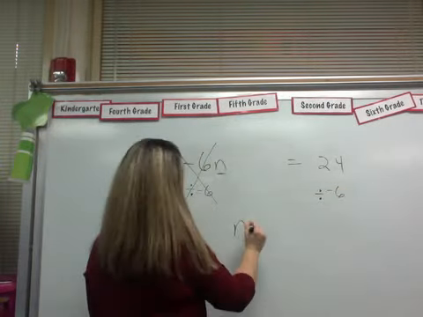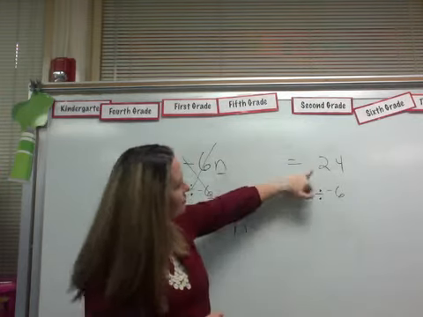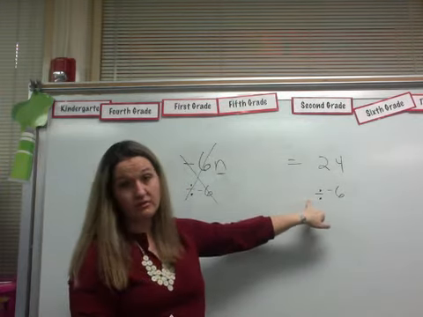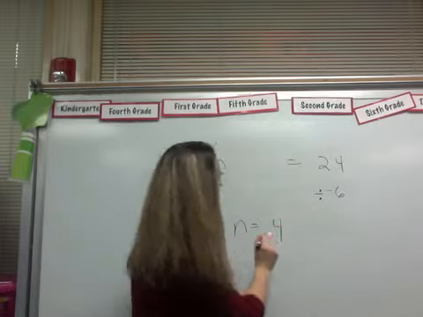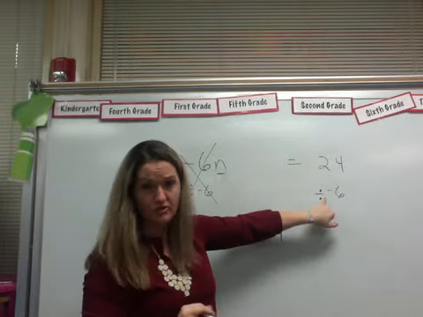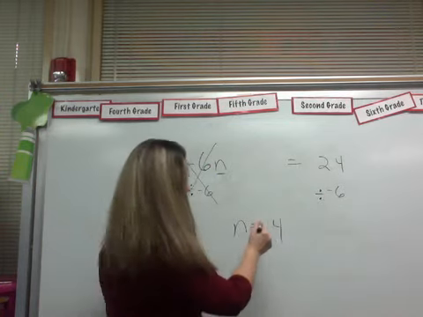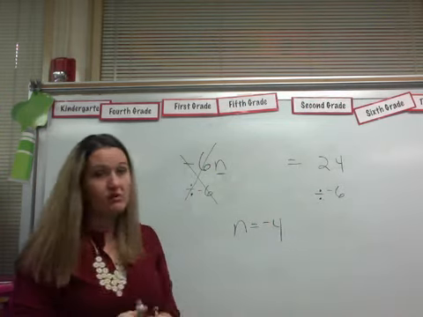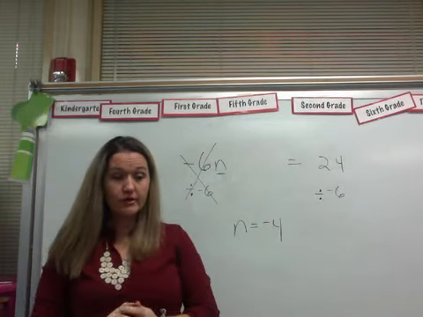So I've got n is equal to 24 divided by negative 6. Well, 24 divided by 6 is 4. Now, is my answer going to be positive or negative? I've got a positive here, negative there, two different signs. Therefore, my answer must be negative. All right, so good luck with 11-7.